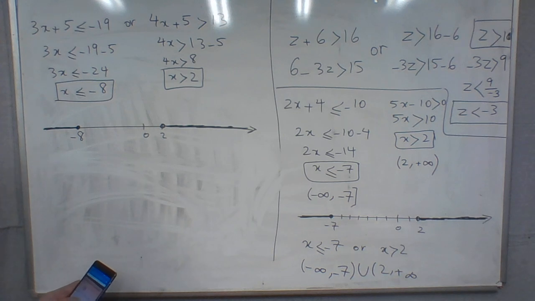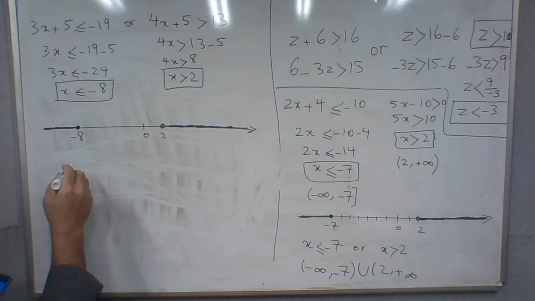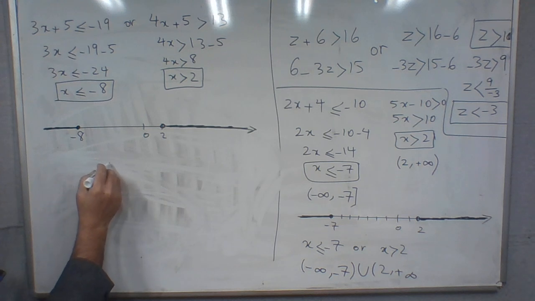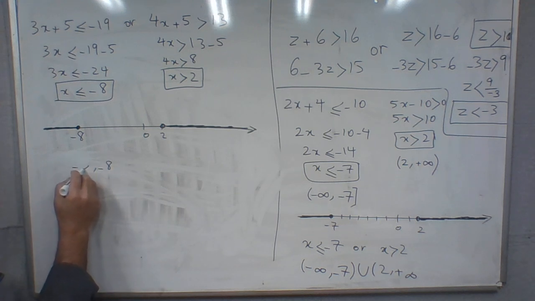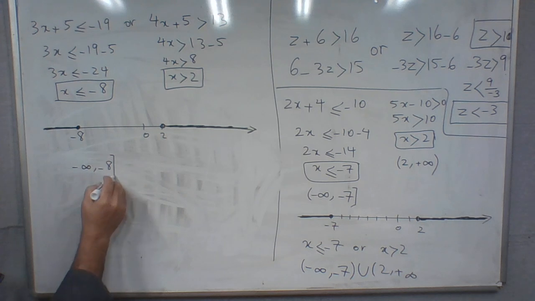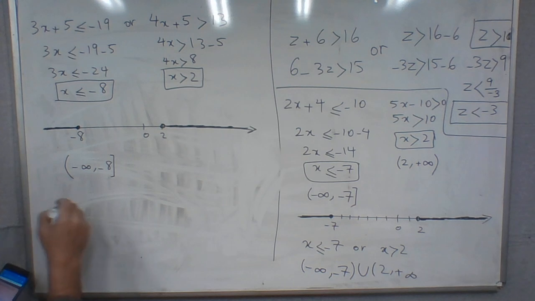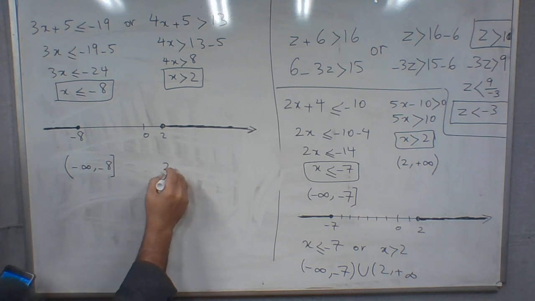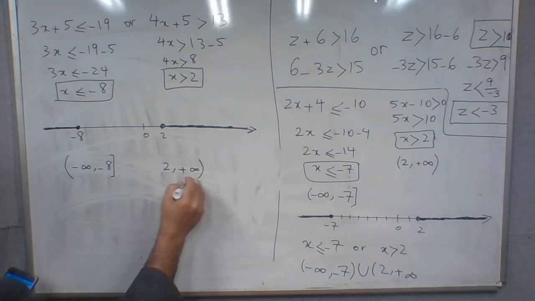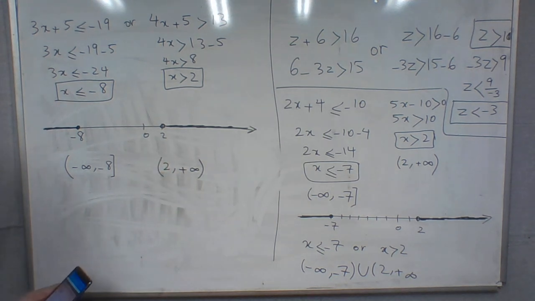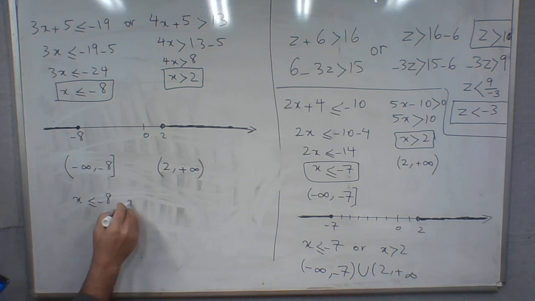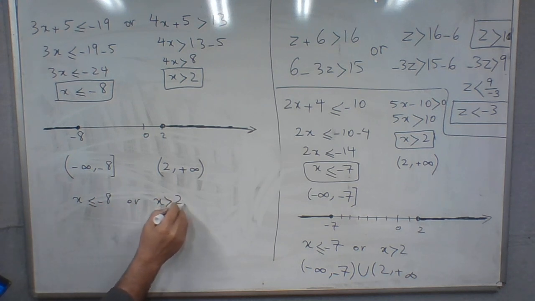And then write it in interval notation. So less than or equal to -8, so -8 on the right, and then -infinity on the left. Equal to -8 means a bracket, and then a parenthesis. For x greater than 2, 2 and +infinity, this way. And then inequality notation. So x less than or equal to -8 or x greater than 2.